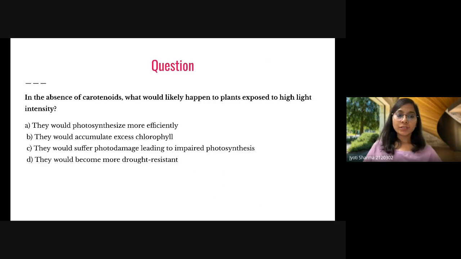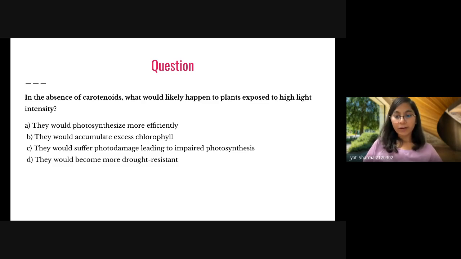Okay, the next question is, if we do not have the carotenoid, then what would happen to the plant that has been exposed to high light intensity? A very similar question to the previous one, but in a different form. And we have four options. A, they would photosynthesize more efficiently. B option is they would accumulate excess chlorophyll. C option is they would suffer photo damage leading to impaired photosynthesis. And D is they would become more drought resistant.